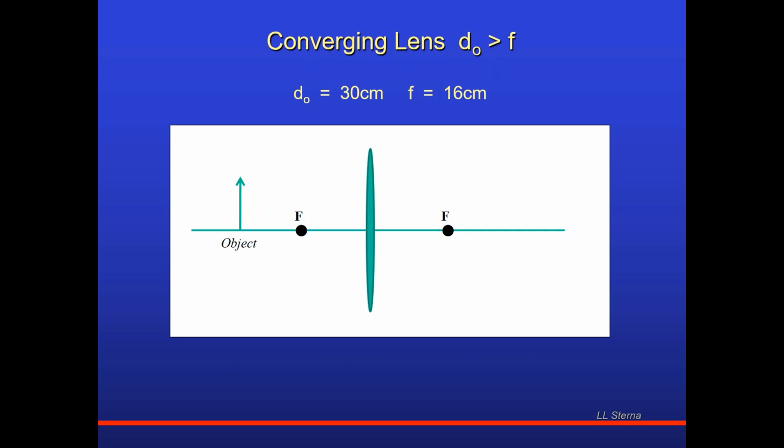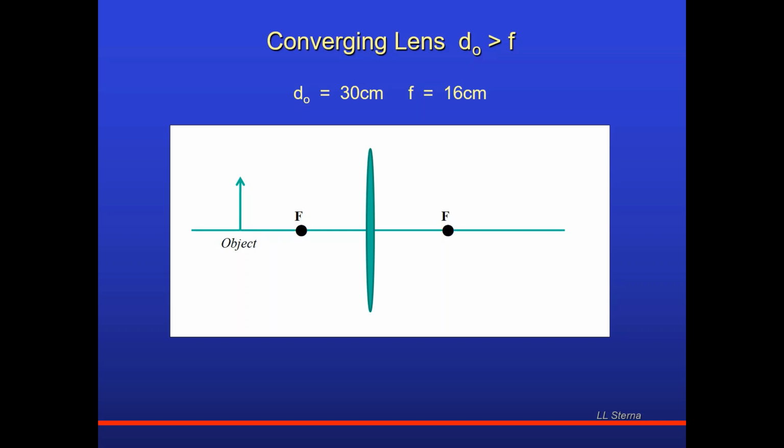Here's the first situation we're going to solve. We have a converging lens. Notice, it's thicker in the middle. dO is greater than F. For dO to be greater than F, it means the object is further away from the lens than the focal point. You see it in the diagram. There's the object to the left, then you see the focal point, then you have the lens.